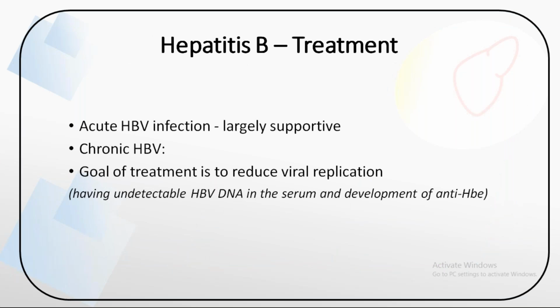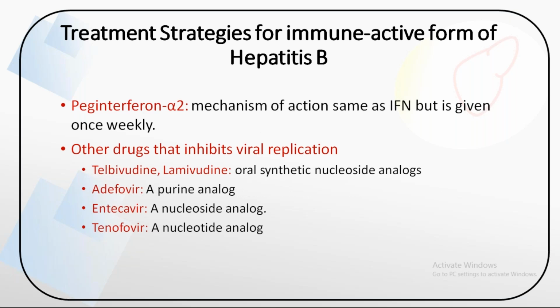Then, what is the treatment again? Acute hepatitis B is largely supportive, whereas in chronic hepatitis B you can try to reduce the viral replication, having undetectable hepatitis B DNA particles in the serum and development of anti-HBe antibodies. That is the purpose. For this, there are some drugs. This is pharmacotherapy for hepatitis B, for the immune-active form, chronic active hepatitis and chronic hepatitis conditions where immunity is still active.